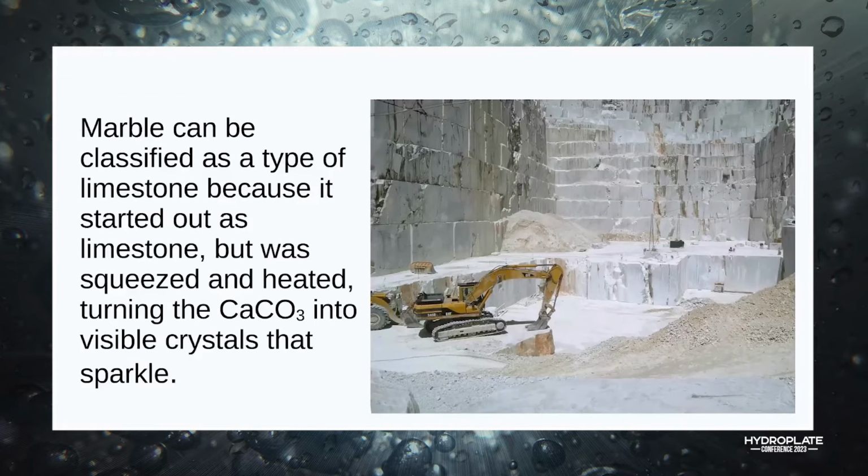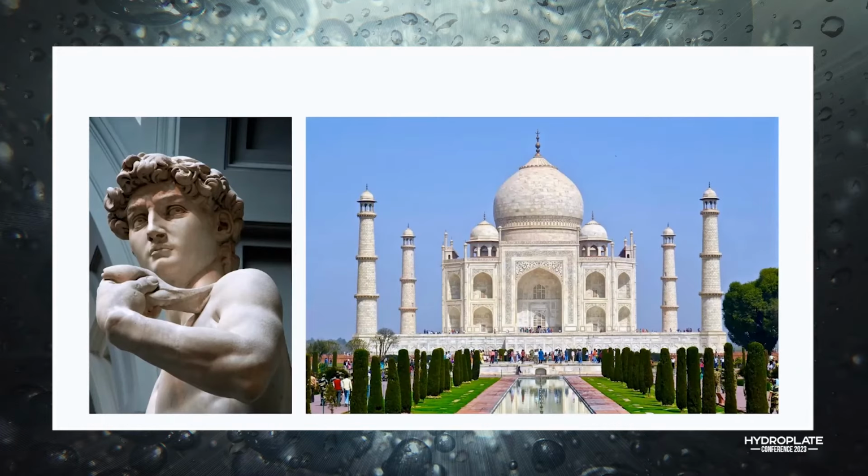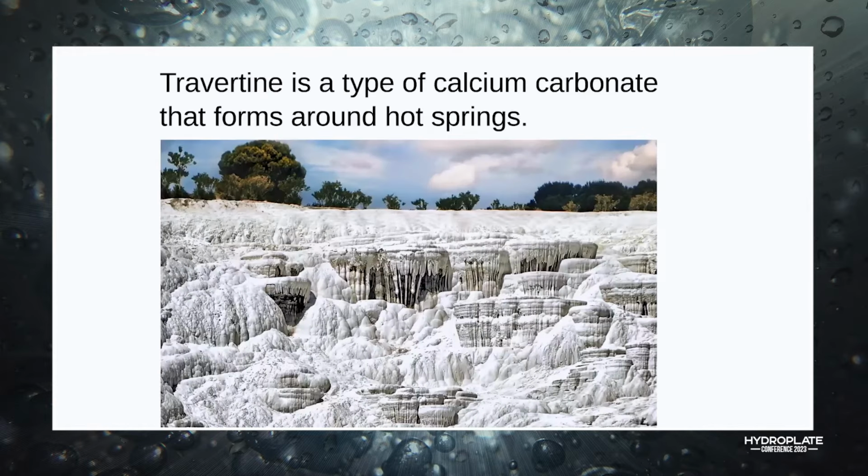Marble can also be classified as a type of limestone because we think it started out as limestone, judging by its chemistry based on CaCO3. But then it was squeezed and heated and underwent metamorphosis, and the crystal size increased to where the crystals are actually visible, and that's what gives marble that sparkle, these large crystals. And of course, marble is very good for sculpting, for making nice buildings.